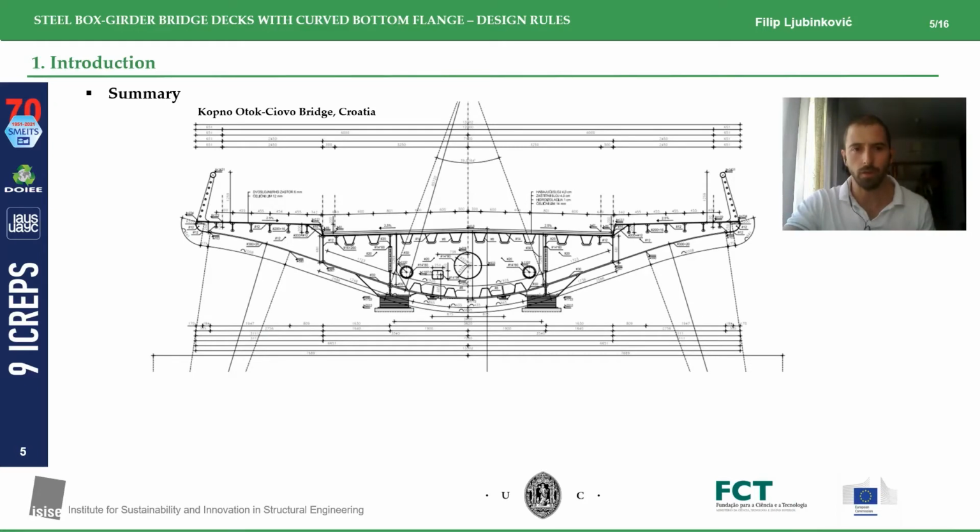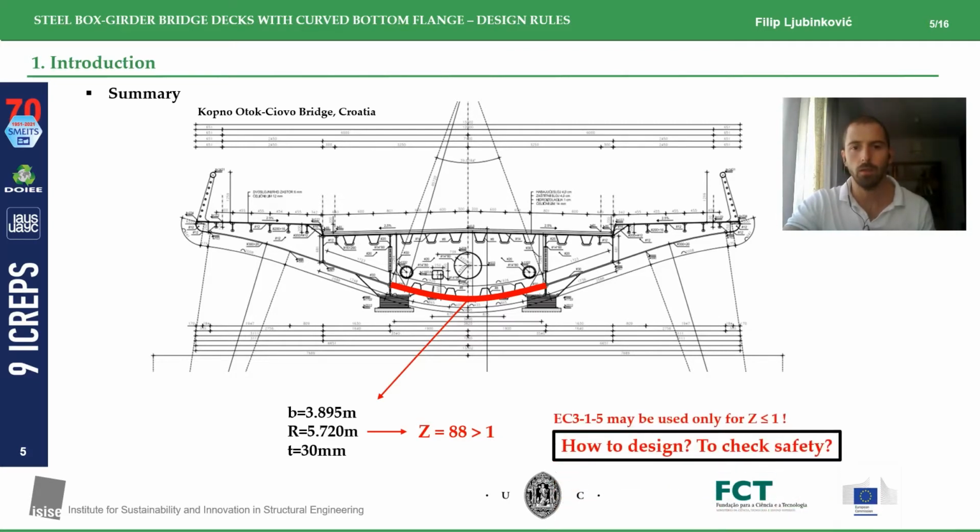Now, if we take a look at this example of the bridge with a curved bottom flange that was built in Croatia, we can see that for this geometry, the zeta parameter is somewhere around 88, which is way beyond 1. And this is now the problem because we know that Eurocode 3 part 1-5 is valid only for zeta parameters up to 1, so pretty much for flat panels only. This is the main motivation for this work, because we don't know how to design these kinds of bridges for zeta parameters beyond 1.